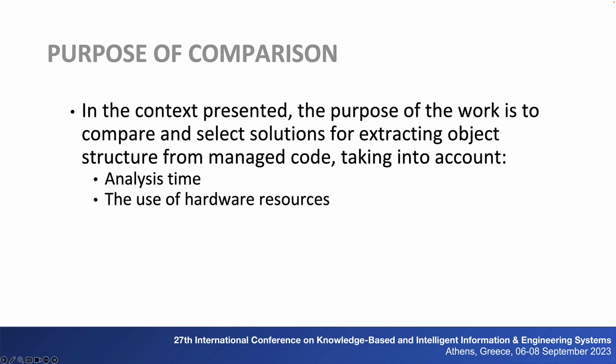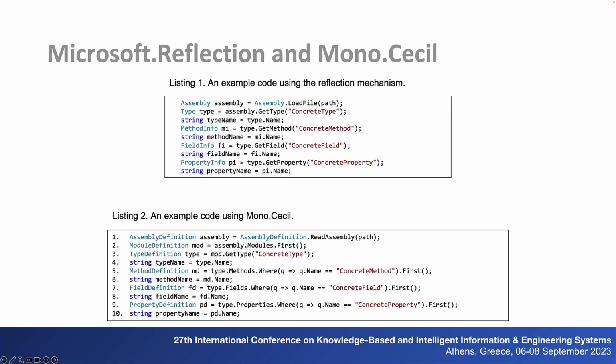The purpose of this presentation is to compare selected solutions for extracting object structure from intermediate code, bytecode, for subsequent static analysis. Obtaining the object structure is the first stage in the static analysis of the source code, so the choice of the appropriate solution for obtaining the object structure from the intermediate code determines the duration of the entire static analysis process. A comparison will be made between Microsoft Reflection and MonoCecil.